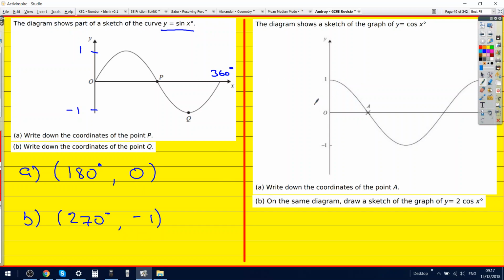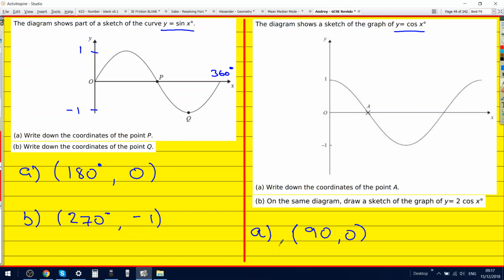Okay, on the right you have y equals cos x. Coordinates of A. Any ideas with that? I think A is like 90, 0. Well done. And then how do we do B? 180, minus 1.